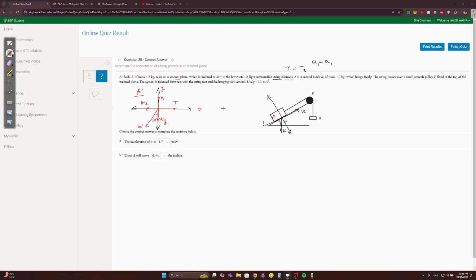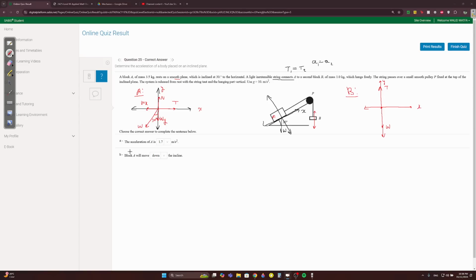Let's see. Now, block B. Let me draw block B. Block B is easy because we just have the weight and we just have the tension, right? So we're going to draw here, the weight here, and we just have the tension. And you, by the way, have to make it y like this, x like this, even if it's just two forces.